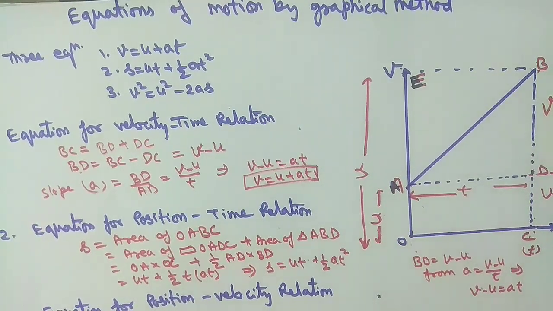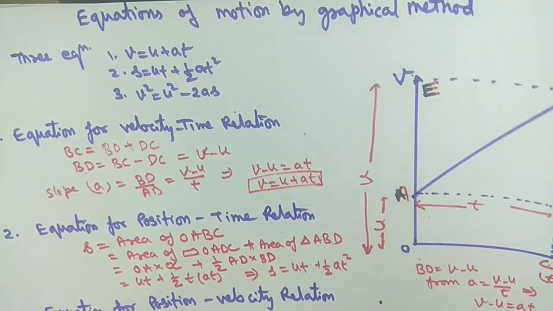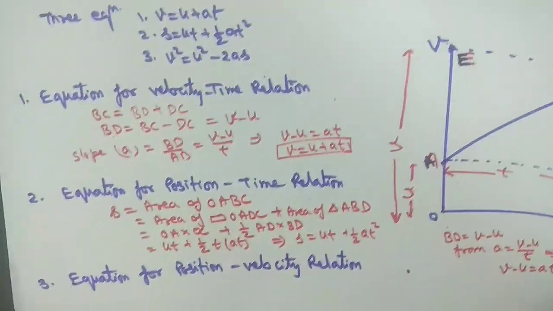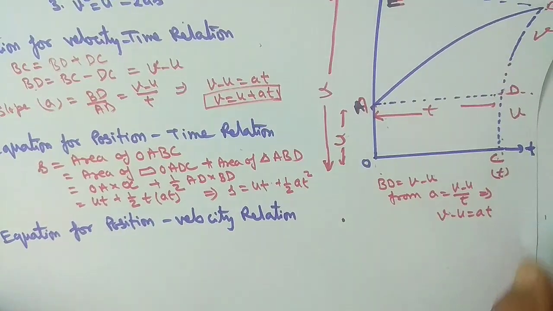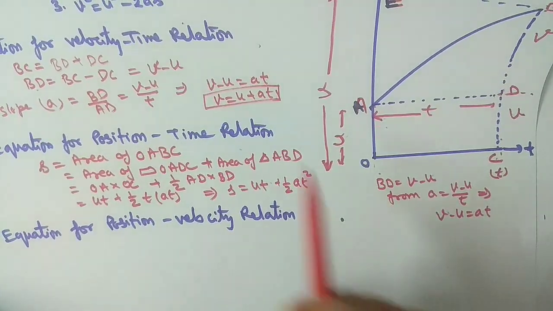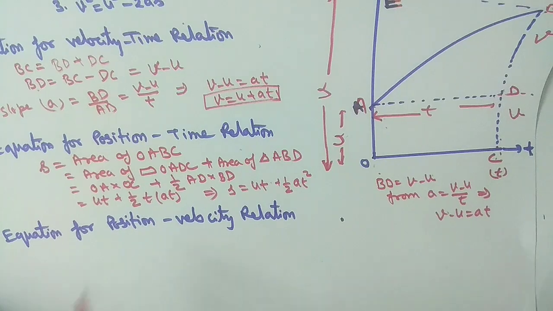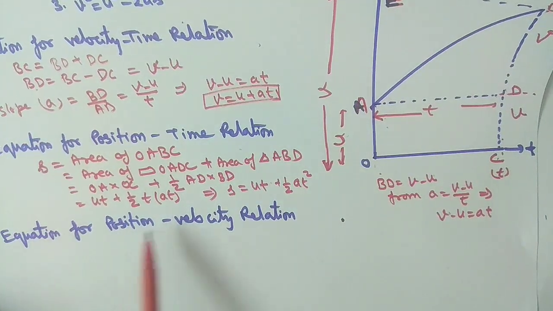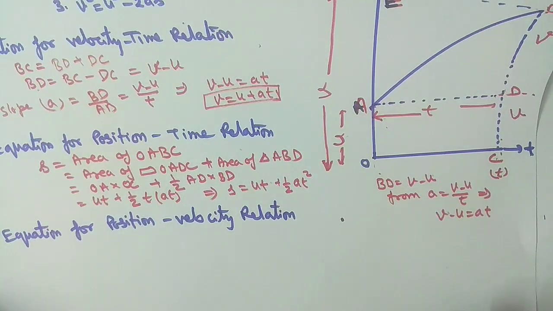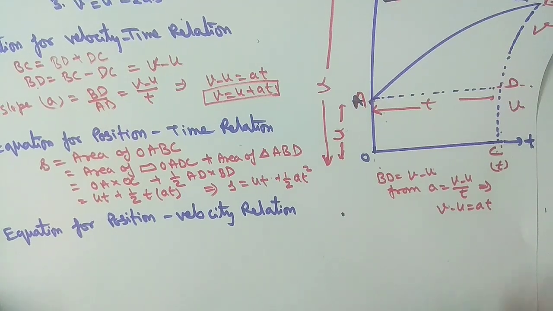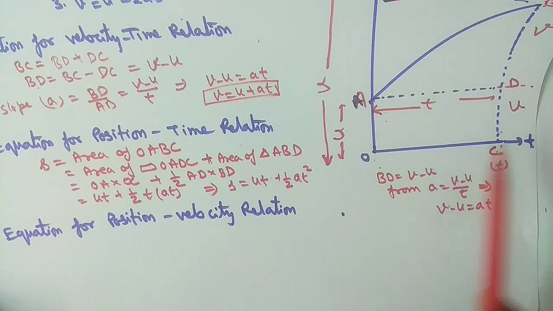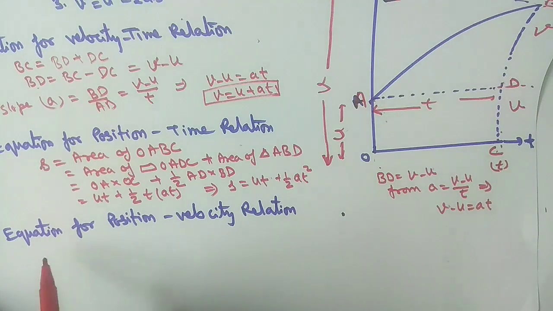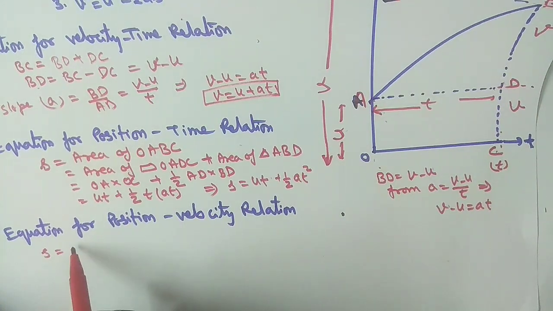Okay, so this is the second equation. Now come to the third equation, that is the equation for the position velocity relation. So again, to find the position we find the area. Now in this case we'll find the area of the trapezium.